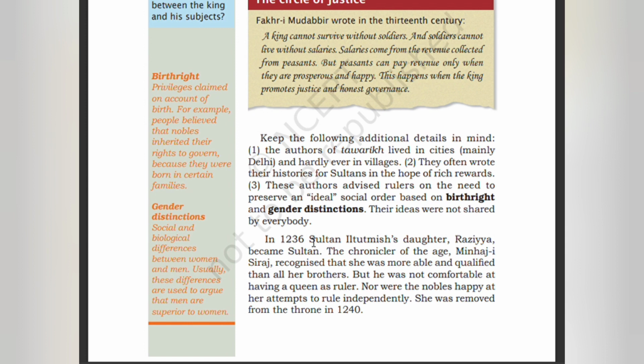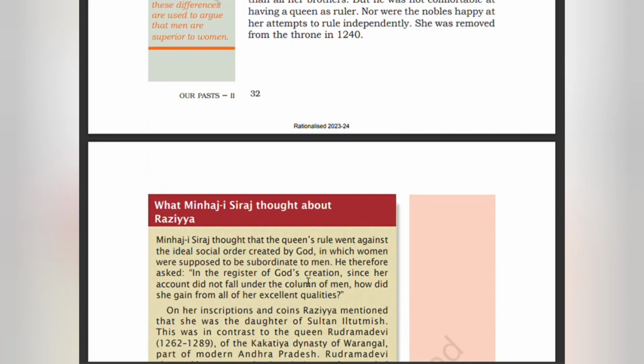In 1236, Sultan Iltutmish's daughter Razia became Sultan. The chronicler of the age, Minhaj-i-Siraj, recognized that she was more able and qualified than all her brothers. But he was not comfortable at having a queen as a ruler. Nor were the nobles happy at her attempts to rule independently. She was removed from the throne in 1240.